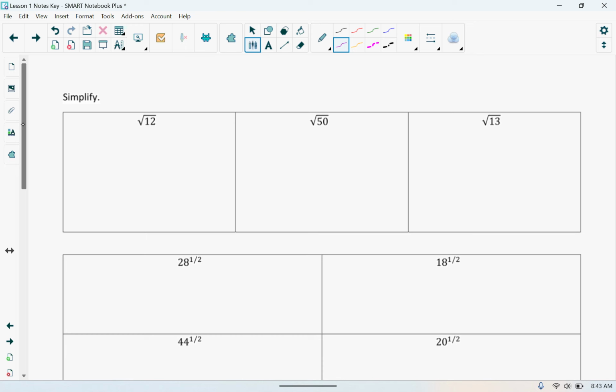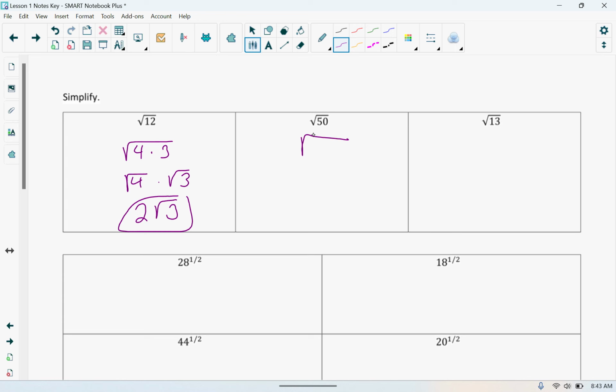Okay, let's keep going. I want you to try these next 3 here. Okay, so let's see. This one, I have a 4 square root of 3. And so I'm going to take the square root of 4 times the square root of 3, which is 2 square root of 3.